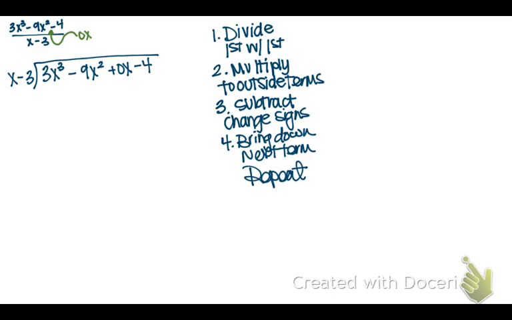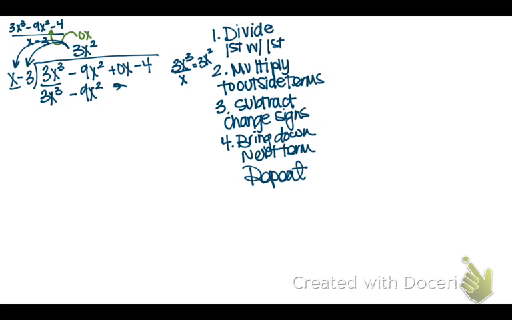Okay, so we're going to start with dividing first with first. So we have 3x cubed divided by x, and you get 3x squared. Then I multiply, so to both of these, 3x squared times x is 3x cubed. 3x squared times negative 3 is negative 9x squared.